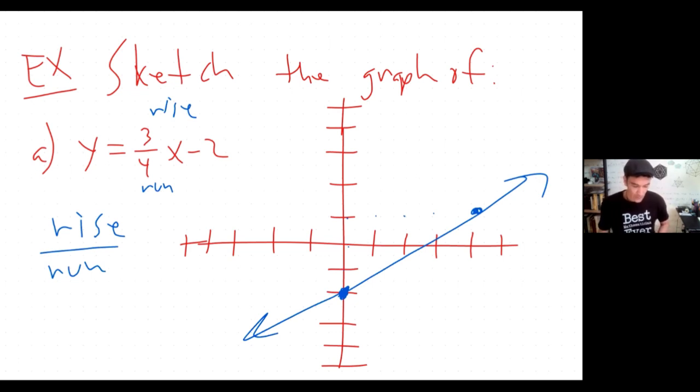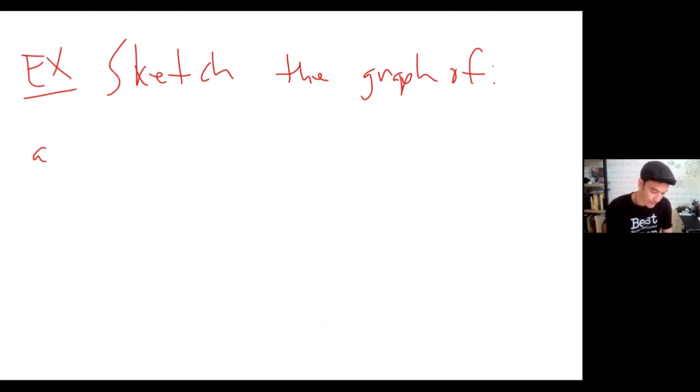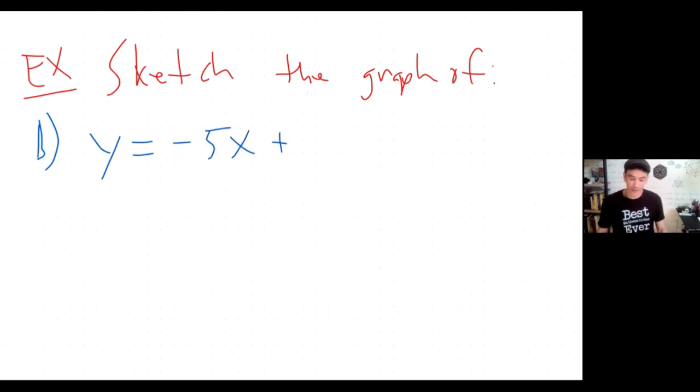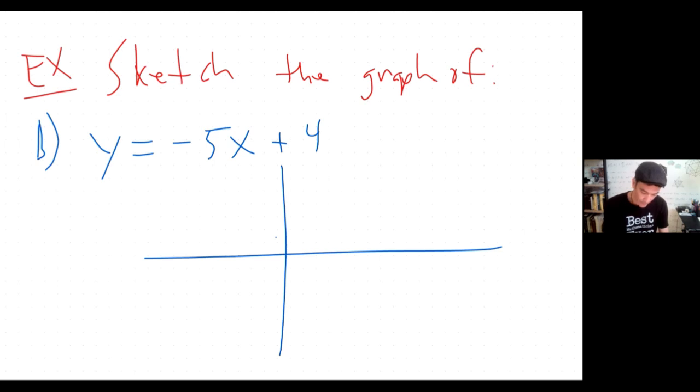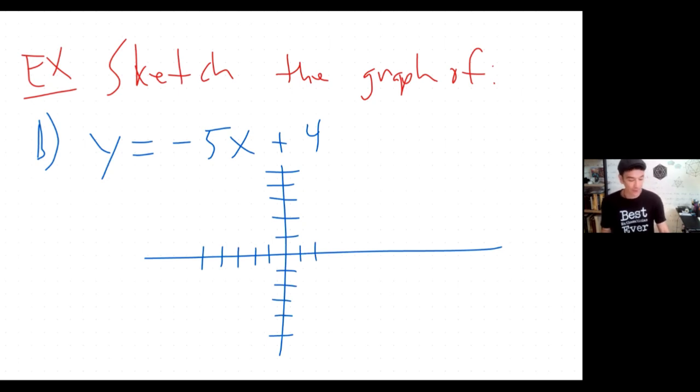Let's do one more of that sort. So we'll do ABC, and then we'll finish the video. So that was A. Let's try B. How about y equals minus 5x plus, let's say 4 this time. Let's go 5 spaces each way. So begin with the y-intercept, which is at +4: 1, 2, 3, 4.